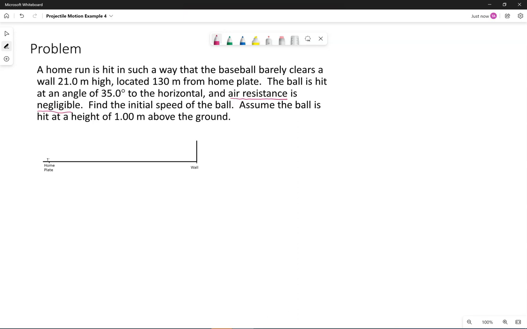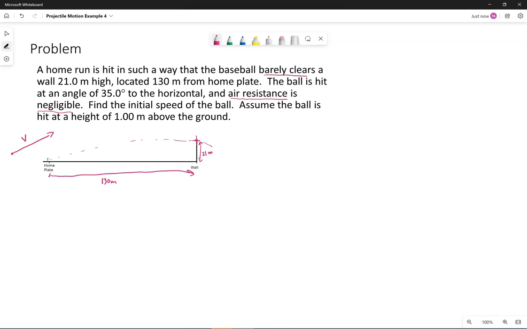We know this ball will not travel in a straight line. It will have some sort of parabolic motion. The way this is worded, when it says it's barely clearing the wall, we're going to assume the position of this ball to be 21 meters high and 130 meters from home plate. We're told the ball is hit at an angle of 35 degrees to the horizontal.